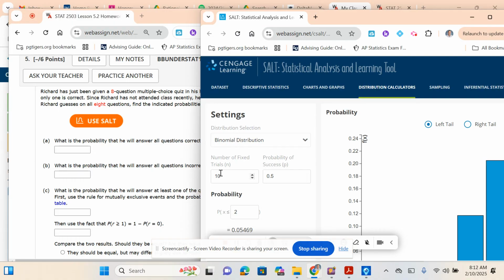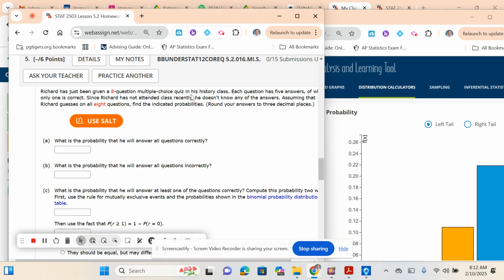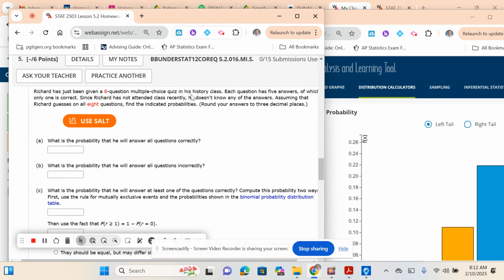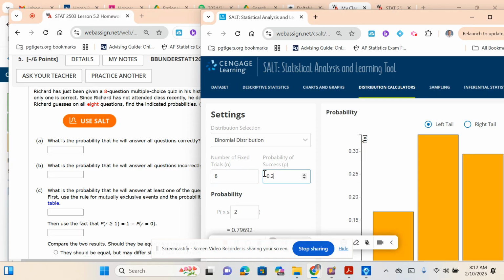So what you're going to do is, how many trials are there? So how many questions are there? There's 8. The probability of success. Now, here's the thing. Each question has 5 answers and only one's correct, and he's just guessing. So what's the probability he gets it right? 1 out of 5, right? So 1 out of 5 would be 0.2. Now, this is what we're going to have to change.